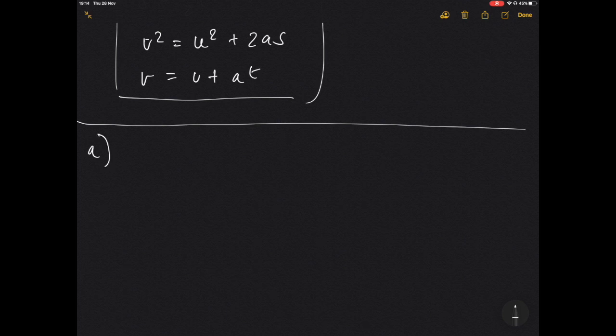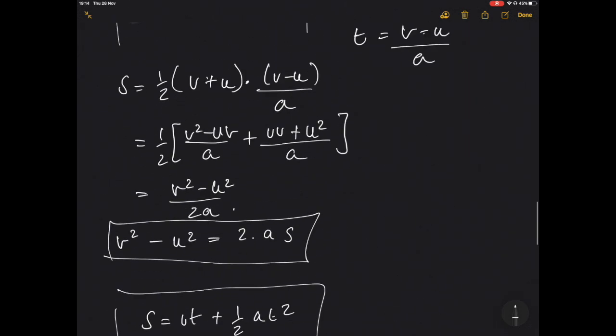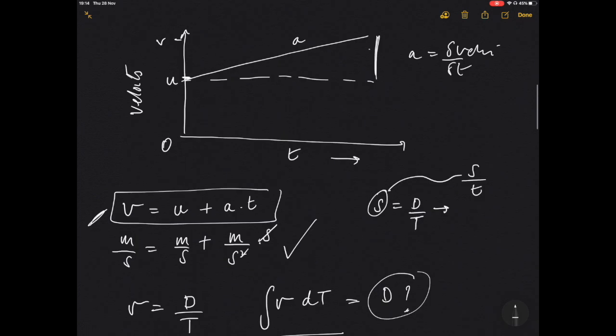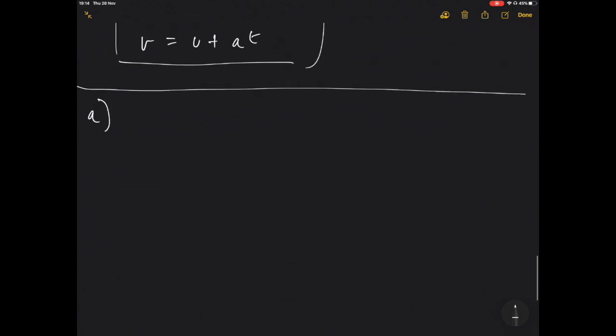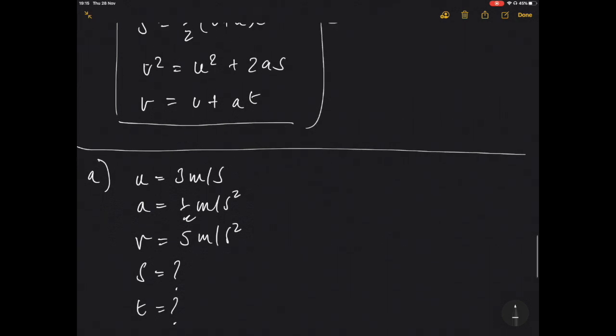So what we can do here is begin to fill out our terms. We know the initial velocity, which, if we look back to our original plot, we called u. So our original velocity u equals 3 meters per second. We know that a equals half a meter per second squared, and we know that the final velocity v equals 5 meters per second. And we need to find the displacement, s, and the time, t.